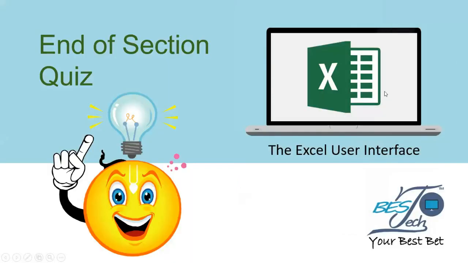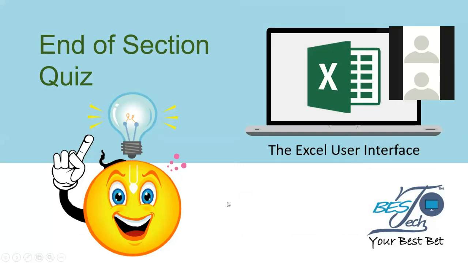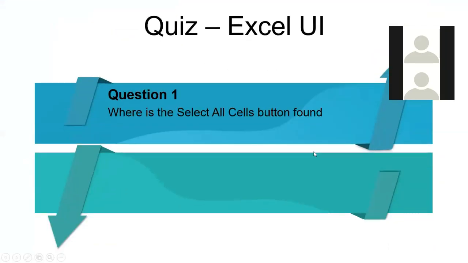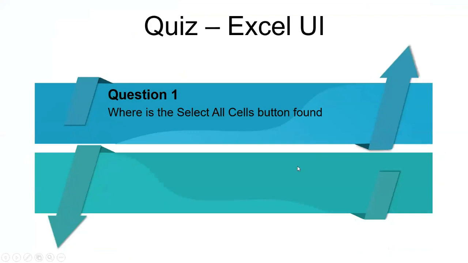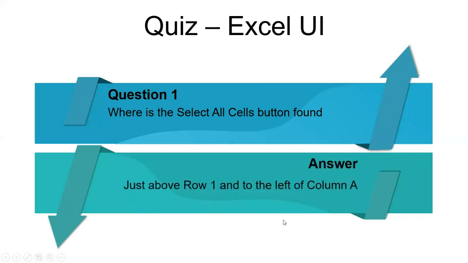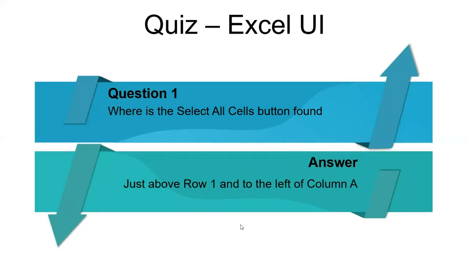All right, so it's time for a short quiz to test what we've learned so far. Are you guys ready? It's just 3 questions. The first question: where is the select all cells button found? At the top. Is it left or right? Top left corner of the spreadsheet. Good. Yes, it's at the top left-hand corner, specifically above row 1 and to the left of column A. Good job.